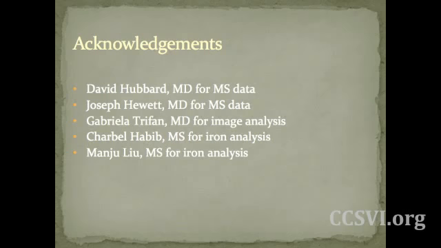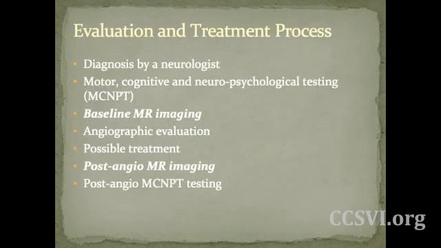And I'll start off talking about the evaluation and treatment process, and how we can incorporate imaging into this. Traditionally, there's a diagnosis by a neurologist, and then we have motor, cognitive, and neuropsychological testing. At this point, every patient really should receive baseline MR imaging, followed by the angiographic evaluation and possible treatment, which is wonderful to hear seems to be relatively safe, with quite good improvements seen in the patients. This is followed by post-angio MR imaging and post-angio motor, cognitive, and neuropsychological testing. The focus of my presentation will be on the baseline MR imaging and a bit of data that we've collected and analyzed.